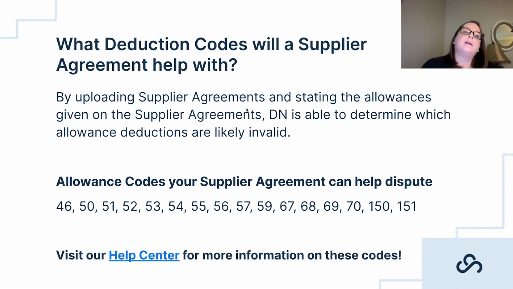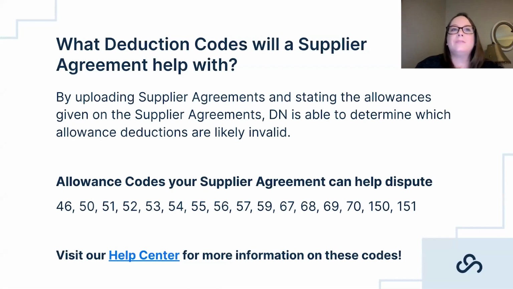So once you've got that supplier agreement, let's take a look at the deduction codes inside of SupplyPike that this supplier agreement will actually help you with. So we know that shortage codes are really the bread and butter of what you have been disputing in SupplyPike, and that's not going to change with this new feature. However, we wanted to add the ability for you to dispute those invalid allowance deductions so that you can really be fully comprehensive in making sure that you fight all of the invalid deductions that are hitting your bottom line.